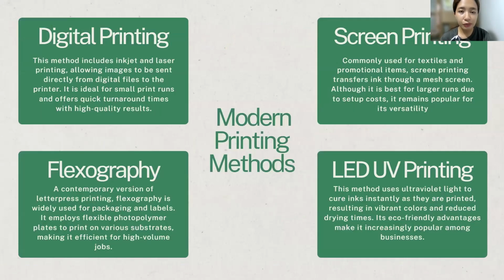So let's have the overview of modern printing methods. So now that we've covered desktop publishing, let's look at some modern printing techniques. So the first one is the digital printing. This includes inkjet and laser printing, allowing images to be sent straight from digital files to the printer. So it's perfect for small print runs and offers quick turnaround times with fantastic quality.